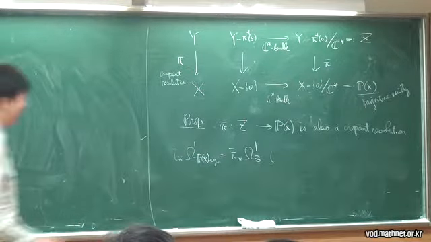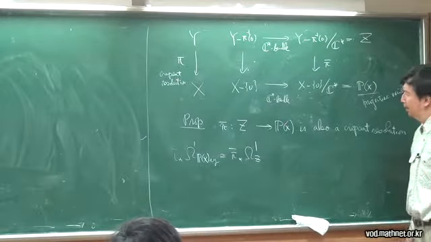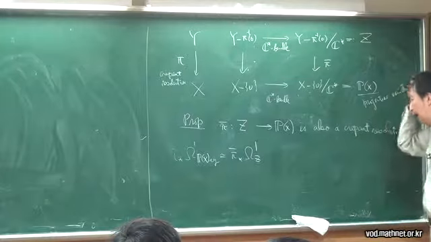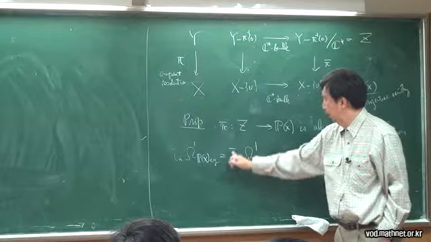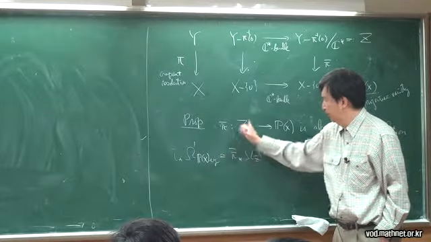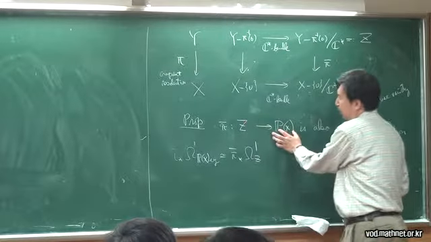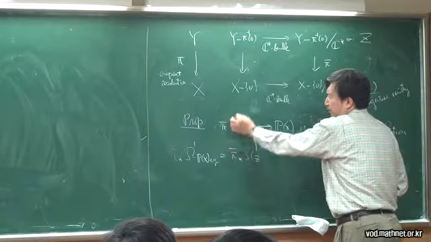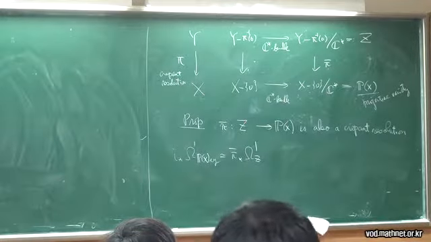Sorry, Kebekus, Peternell or some other people. So this means that such a form can be extended to a one form on Z. So this means that the one form on the regular part can be extended to the holomorphic one form on the whole of Z. This is the meaning.